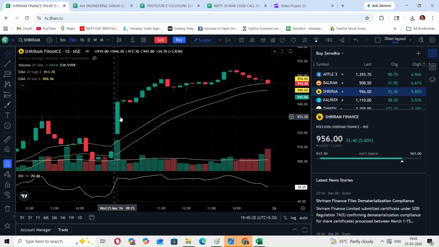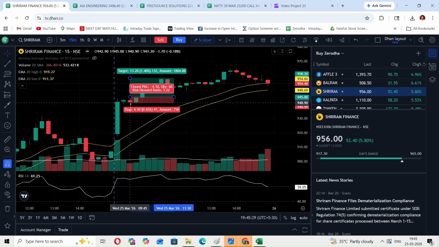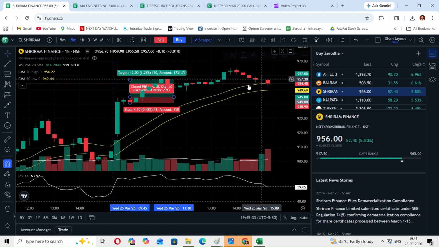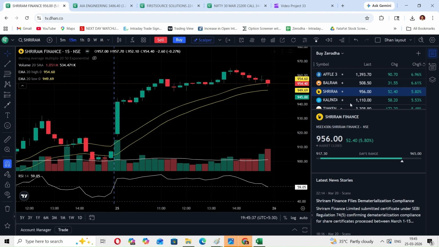Again the next trade was in Shriram Finance, that stock got selected from that particular scanner. See here, at the high you would have taken a trade, the low will be your stop loss, and if you have exited at the end of the day you would have got 1 is to 2.9, almost 1 is to 3 profit in this trade also.